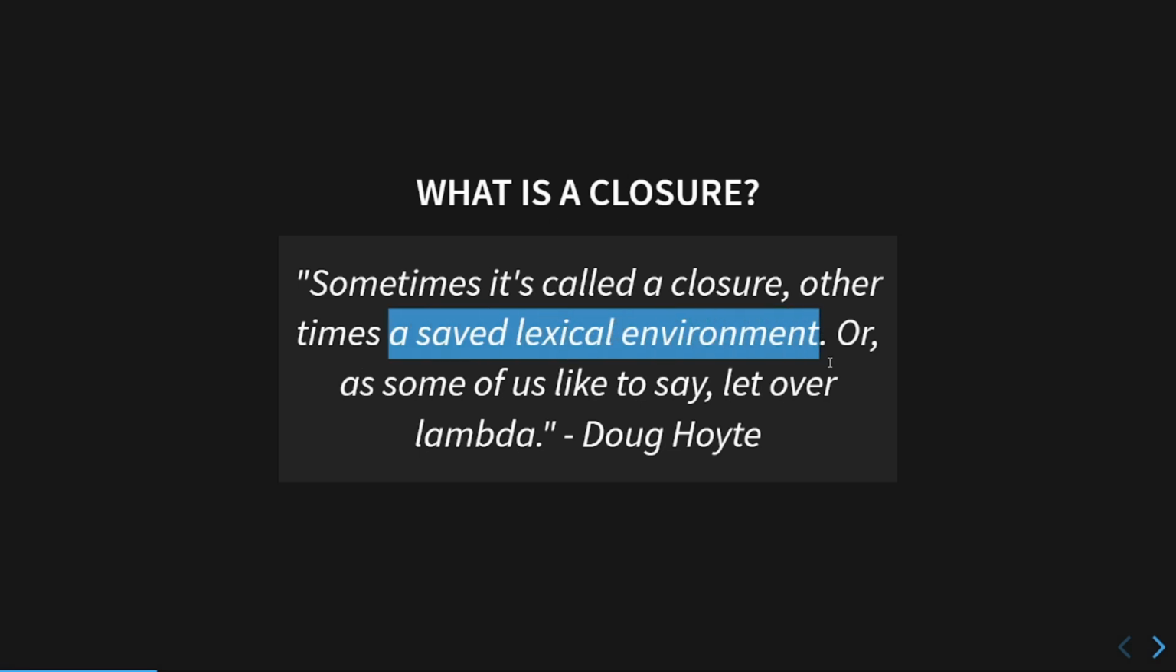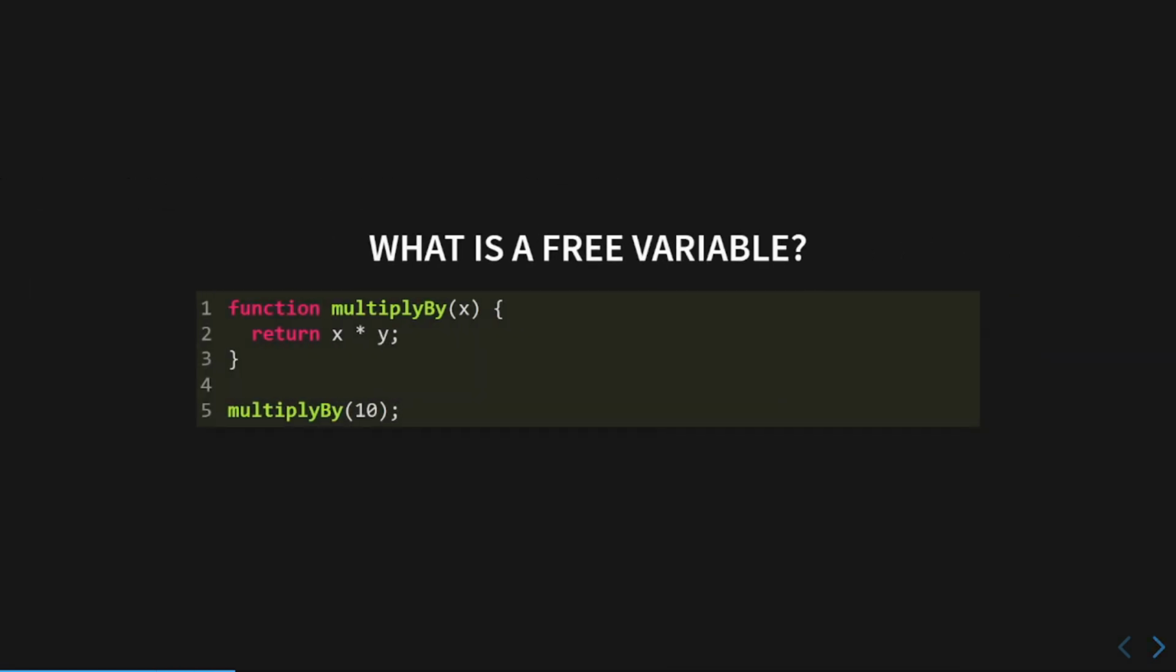Now, don't worry if you don't understand what this means at the moment, because hopefully it'll become a bit clearer as the video goes on. But really, at its essence, a closure is just a saved lexical environment coupled with a function to modify and interact with this environment. So to explain this a bit better, I need to talk about what a free variable is.